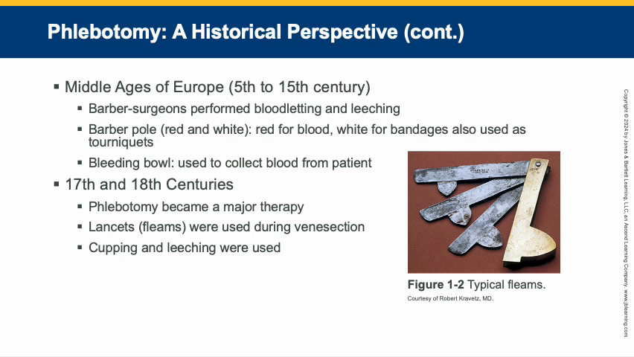The lancet, which was the tool that they used to cut the vein during the venesection, was the most prevalent medical instrument at the time. The usual amount of blood withdrawn was about 10 milliliters. But excess phlebotomy was also common. Like if they thought you needed to bleed more, then they could do more than the 10 milliliters.